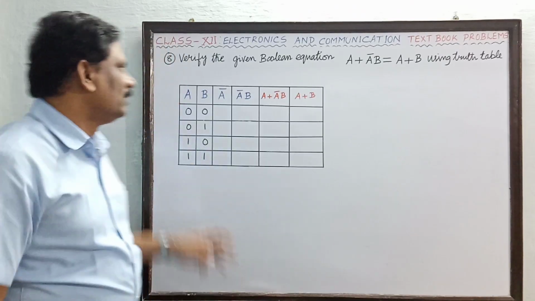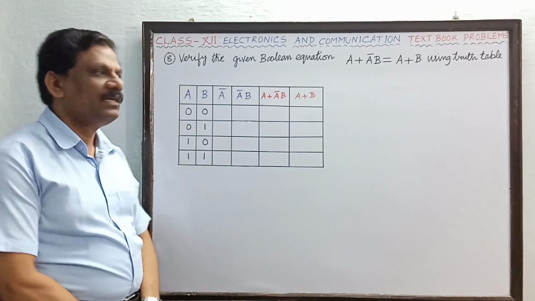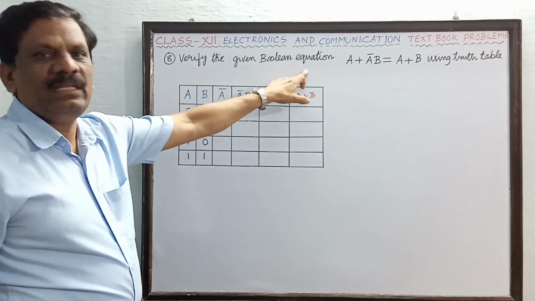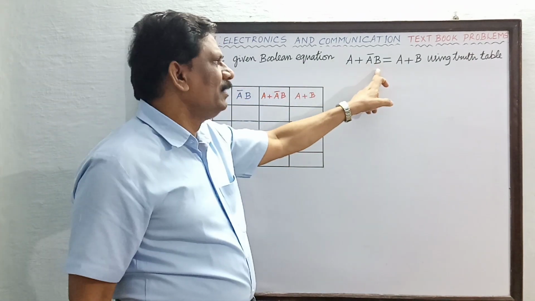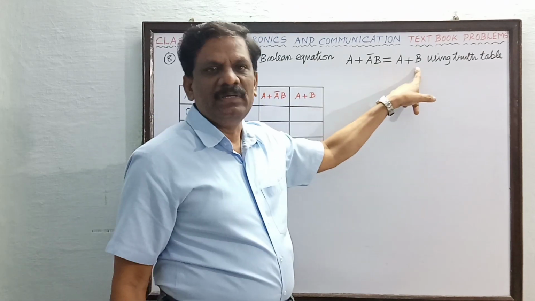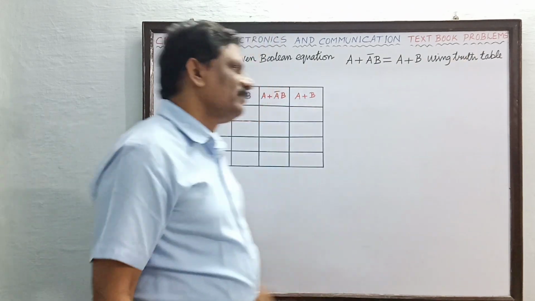Hi students, problem number 8. Verify the given Boolean equation A plus A complement into B is equal to A plus B using truth table.